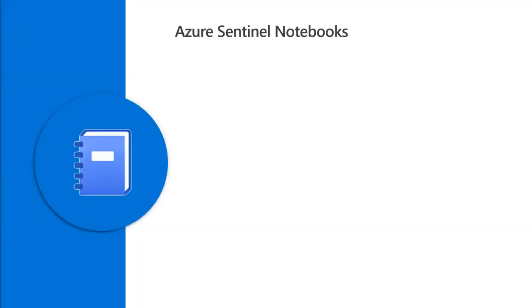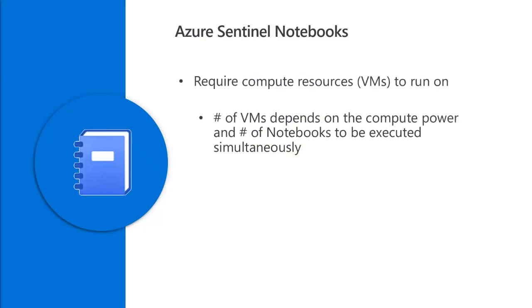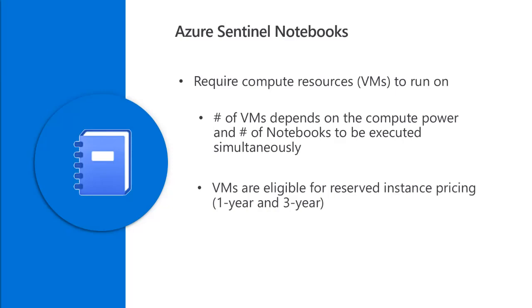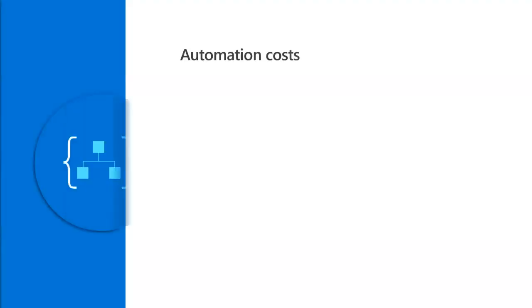Notebooks. So Azure Sentinel notebooks are actually powered by virtual machines. And so the number of virtual machines that you would need basically determines the compute power, and also the number of notebooks that you can run simultaneously will also determine the compute power and eventually the cost. Now, the good thing with VMs is that they are eligible for reserved instance pricing. So a 1 year or 3 year reserved instance option would give you some cost savings. Obviously, the longer the commitment period, the more significant the discounts you would get.